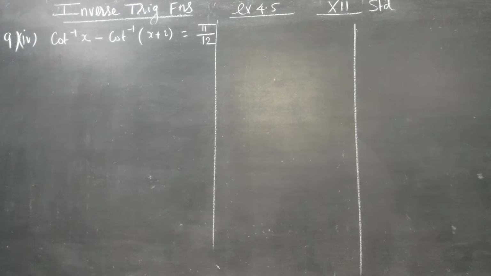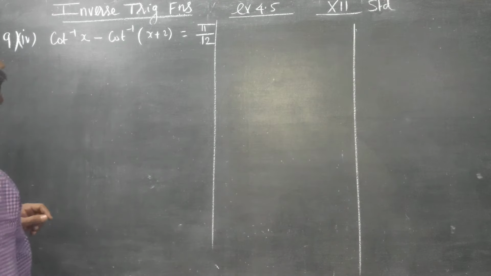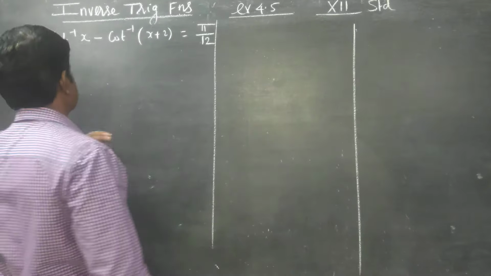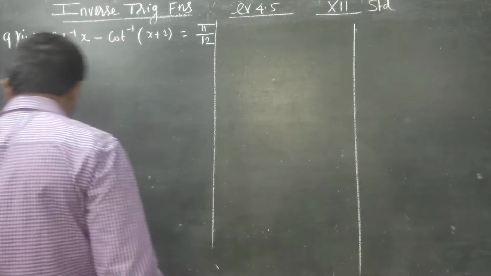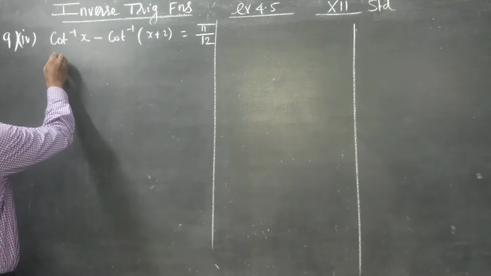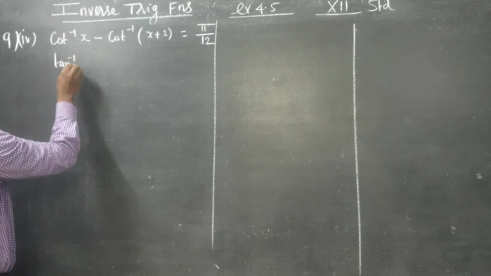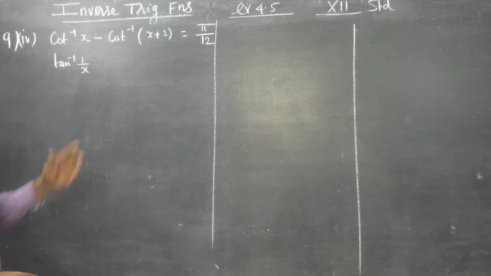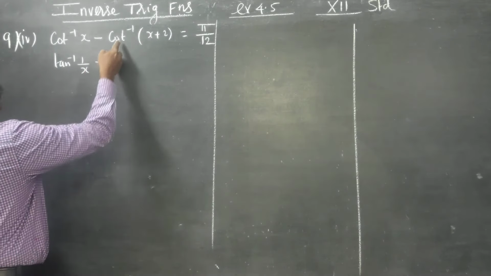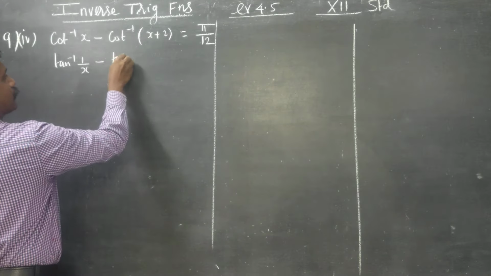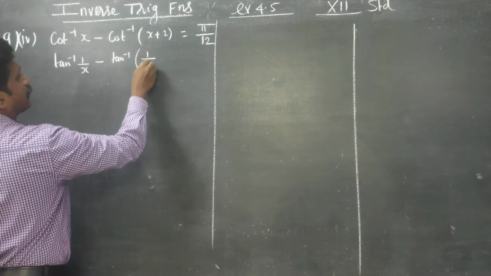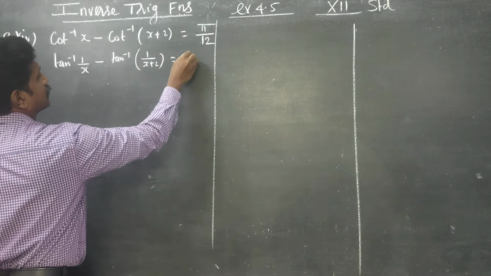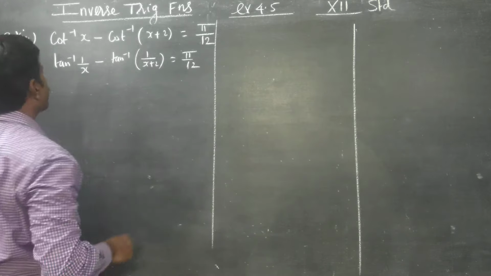Dear 12th standard students, in exercise number 4.5, 9th to 4th subdivision, we have to find the value of x. Cot inverse x can be written as tan inverse of 1 by x. In the x reciprocal, the tan inverse of x. This is a ready-made formula. Tan inverse of 1 by x plus tan inverse of 1 by x plus 2 is equal to pi by 12.